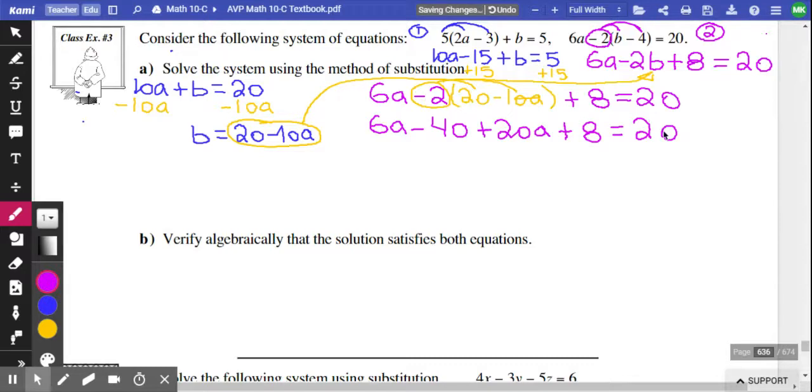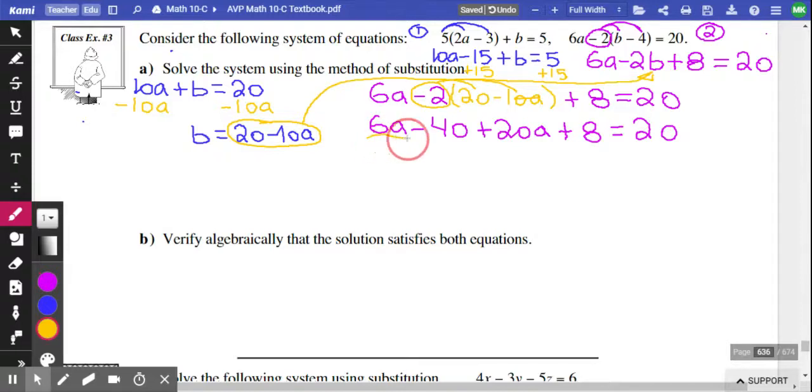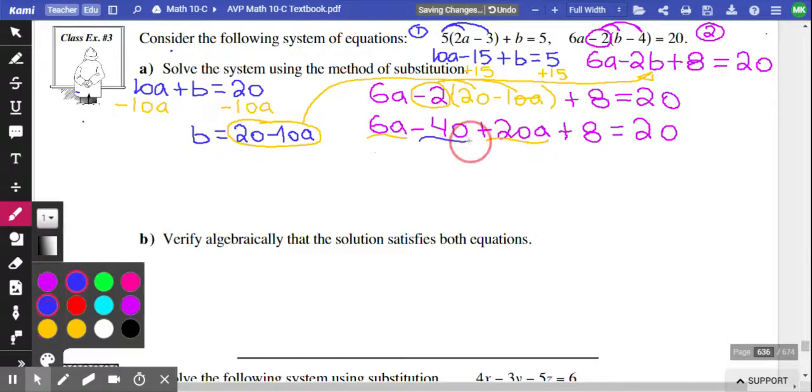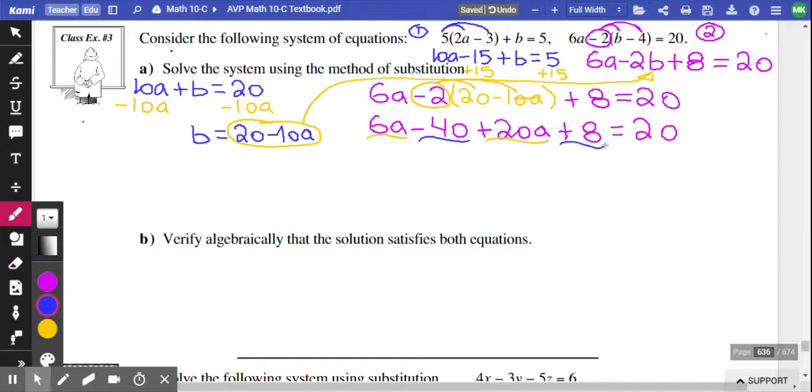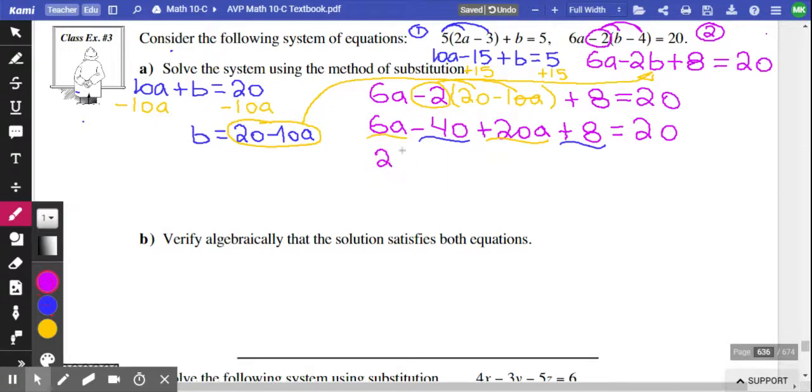Anytime after I multiply, I collect like terms. So if there's anything that can be combined, we want to combine it. In our case, we have 6a and 20a. Those can combine. And we also have -40 and plus 8. Those can combine. My new equation would be 26a minus 32 equals 20. 6a plus 20a is 26a. Negative 40 plus 8 is negative 32.